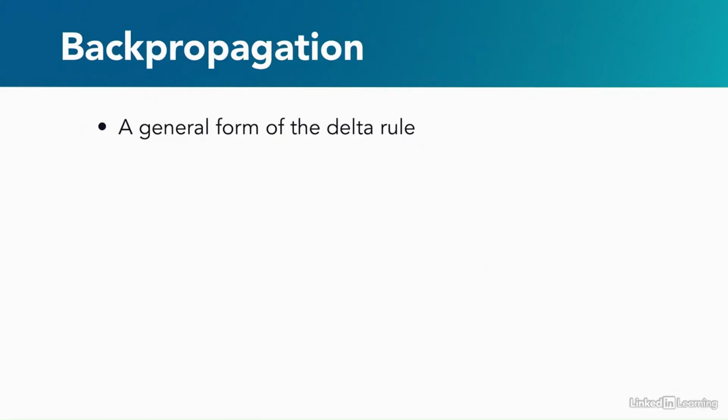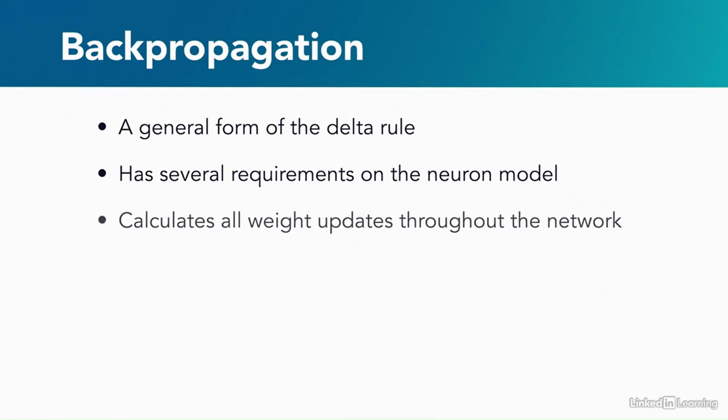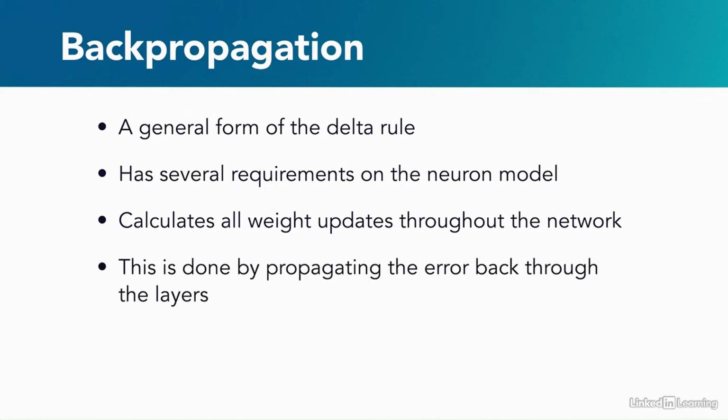This is a general form of the delta rule. It has several requirements on the neuron model, especially on the activation function. Don't worry, the sigmoid makes it easy. The algorithm calculates all weight updates throughout the network. This is done by propagating the error back through the layers.